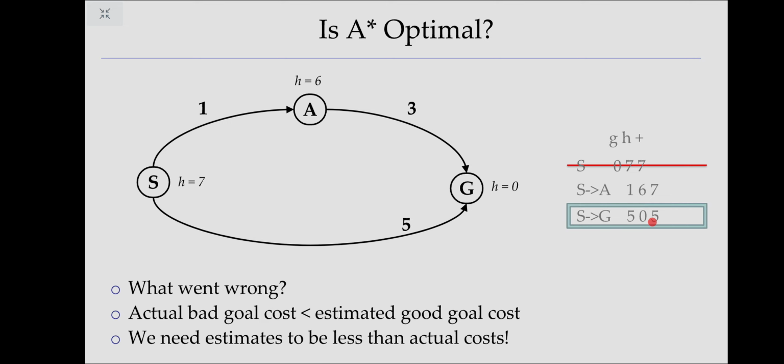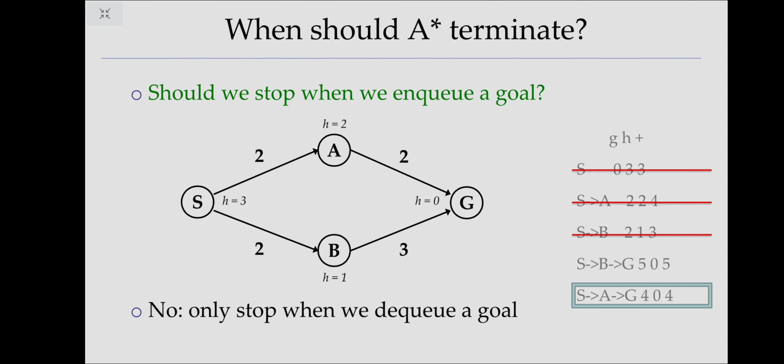Thus, the algorithm terminates because there is no other option whose f is less than 5. In the previous example, as you see, when we reach 5, we have another option, S to A, whose cost is 4, that is less than 5. And so we continue the expansion of A and find the optimal solution.